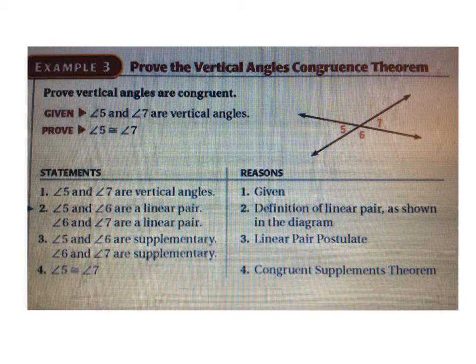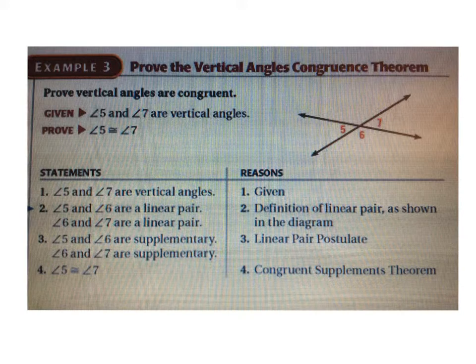Okay, so we have another proof that we're going to do here. So this is example 3. We are going to prove the vertical angles congruence theorem. We have our given here: angle 5 and angle 7 are vertical angles, and we need to prove that angle 5 is congruent to angle 7. So once again, our first step is going to be our given. Our last step is going to be what we're proving. So again, for step number 1 here, we have angle 5 and angle 7 are vertical angles, which is the given.